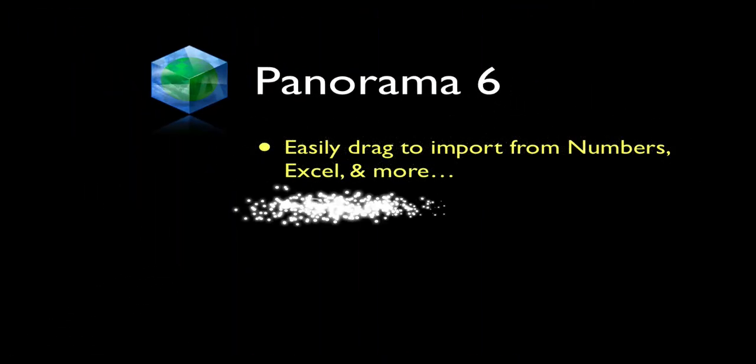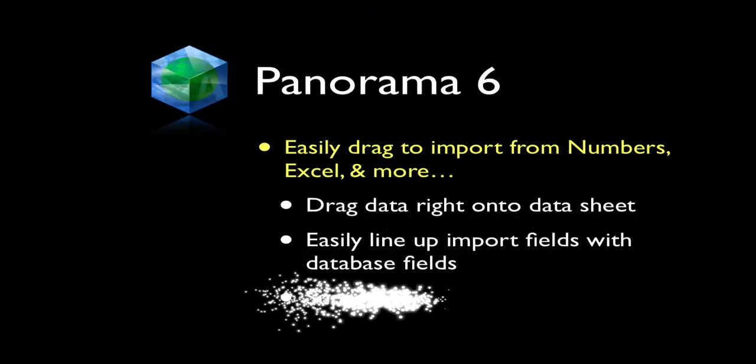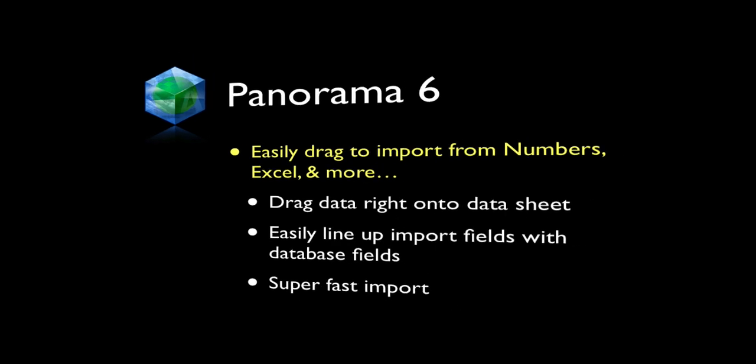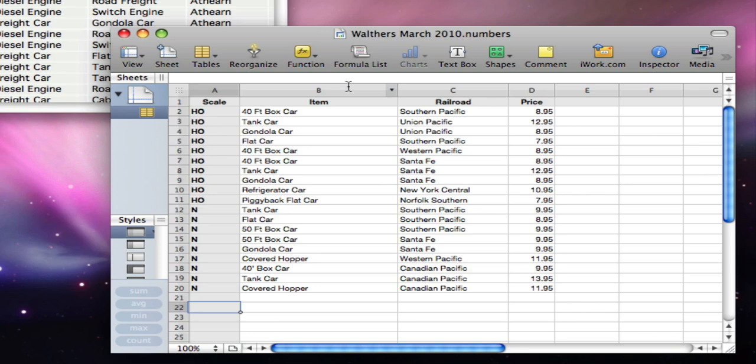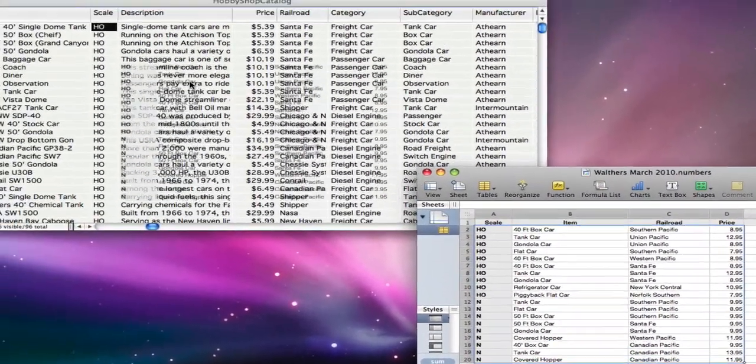Is the data you need to work with in some other program? A spreadsheet or database, perhaps? No problem, Panorama can easily suck it up. For example, suppose I've received a spreadsheet with new items for the company price list. To add the new items, I start by selecting them. Then I drag them onto the Panorama datasheet.